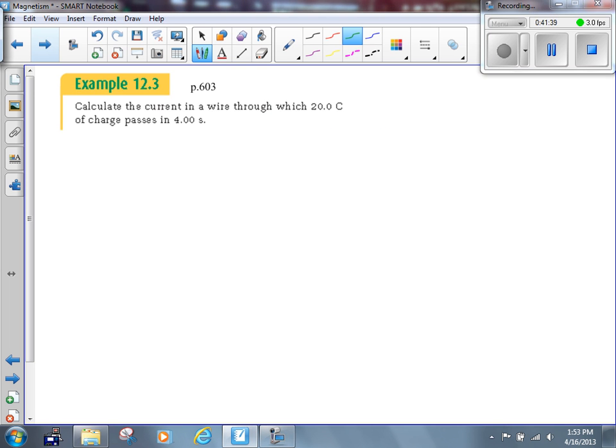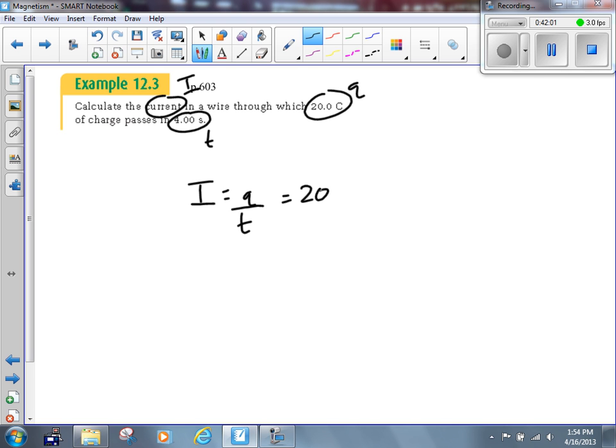Let's do a quick little easy example here. This one says: calculate the current in a wire through which 20 coulombs of charge passes in 4 seconds. We're looking for the current, that's capital I. We've got the charge, that's Q. We've got the time, that's 4 seconds. The simple equation is Q over T: 20.0 coulombs over 4.00 seconds. We divide those two and we end up getting 5.00.